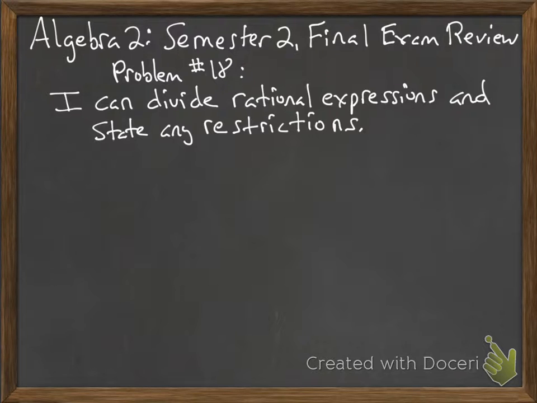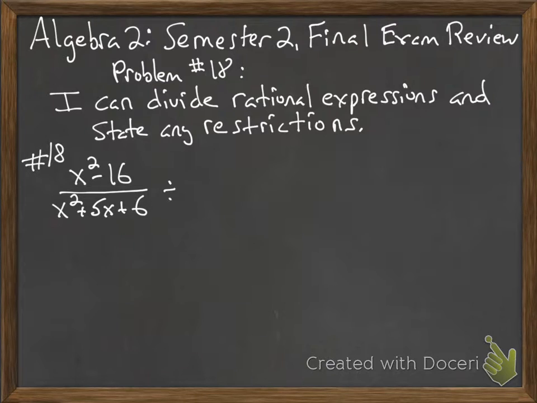When we look at this problem number 18, what we have here is x squared minus 16 over x squared plus 5x plus 6, divided by, that's a rational expression because you have a numerator and a denominator, divided by x squared plus 5x plus 4 all over x squared minus 2x minus 8.